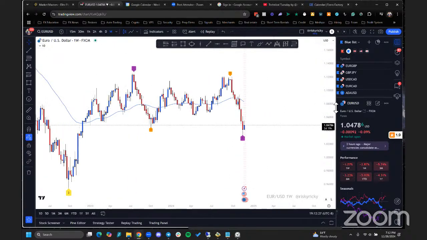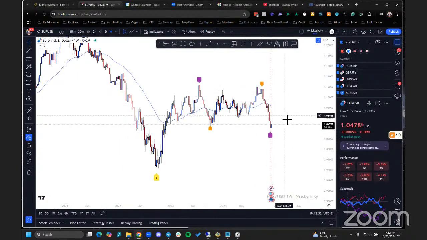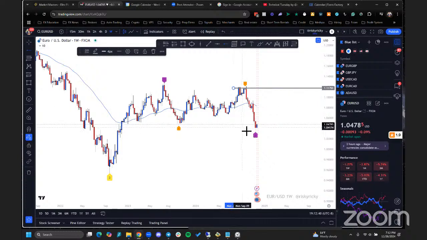But there should be some opportunities for retracement, so I'm going to be checking out for that. We have highs up here and the market dropping. This is the low area, and we're just going to look and see if there are any potential areas where price could reverse.